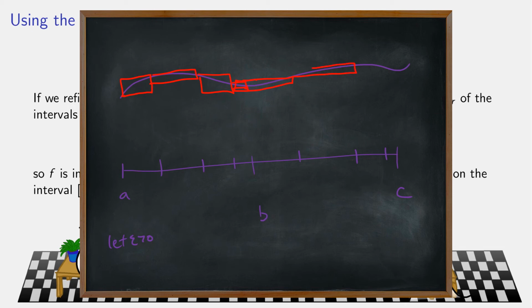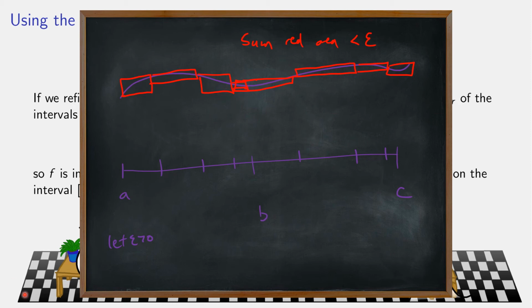Here's a sup minus inf. Here's a sup minus inf. And a sup minus inf. The sum of the red area is less than epsilon. That's our closed partition criterion. For any epsilon, there is a partition so that if I split it up according to this partition and I do sup minus inf over each of those intervals, the total area accumulated is less than epsilon.